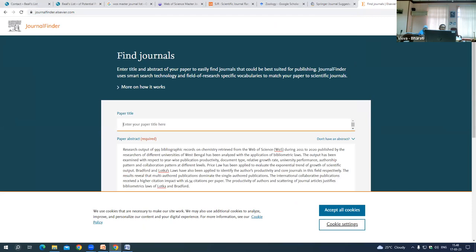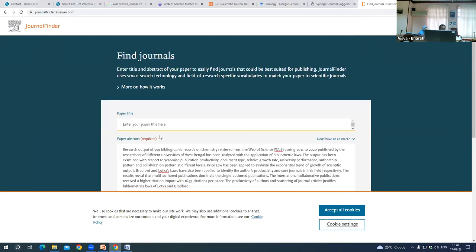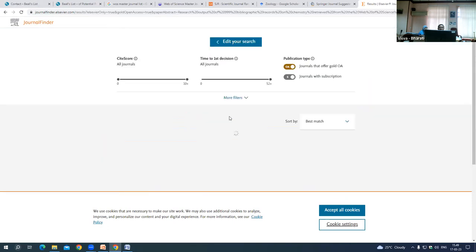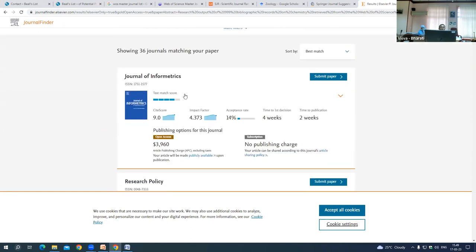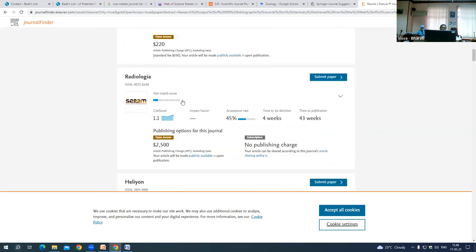And it is the database of Elsevier. So they will give the result on the basis of their database, the Elsevier database. Find journal. Journal of Informatics, another important journal on cytometrics or informatics. They suggested this name, Journal of Informatics, and also there are others, so many journals they have suggested.